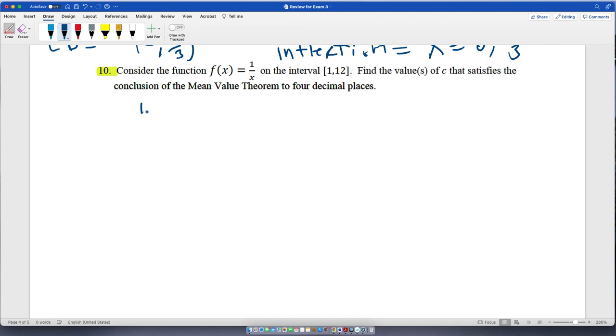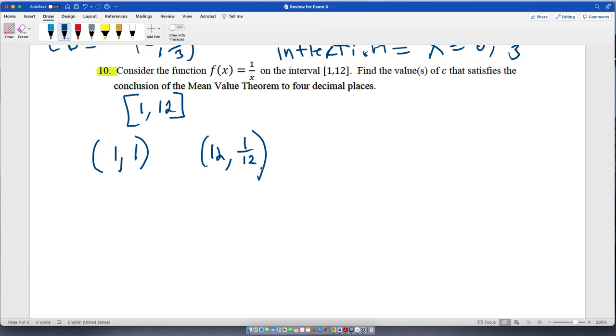So we're going from 1 to 12, so we find the endpoints. When x is 1, what is y? 1 over 1 is 1. So one endpoint is (1, 1). The other endpoint is at 12. When you plug in 12 for x, you get 1 over 12. Does that make sense? Okay, so those are our two points.